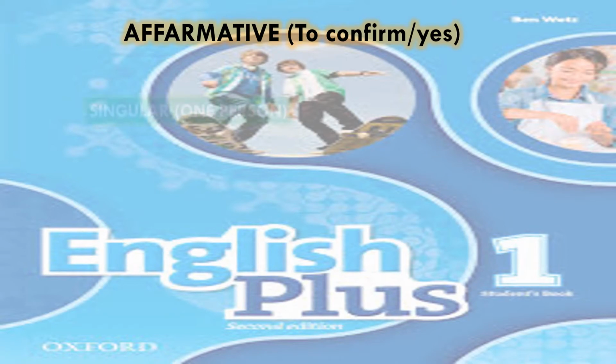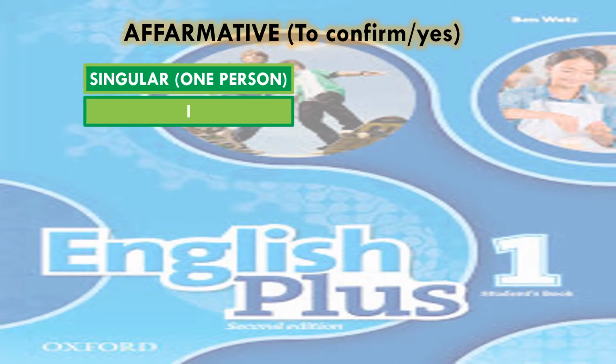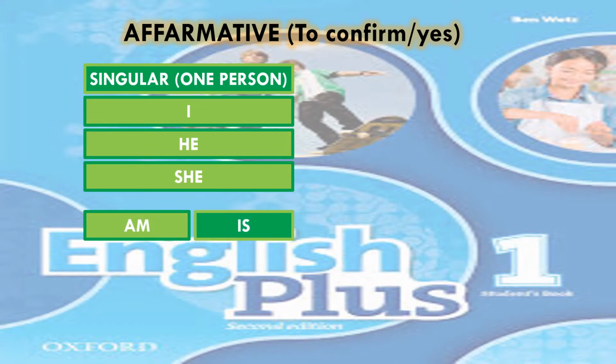So there are two types of affirmative pronouns, which is singular pronoun, which is for one person, I, he, and she. Okay, so when we use singular pronoun, it is always followed by am or is. Okay, so for the first one, am, we only use am for I, so we'll always say I am.